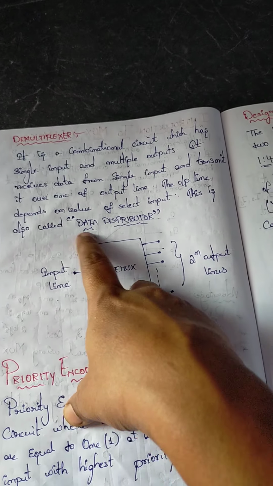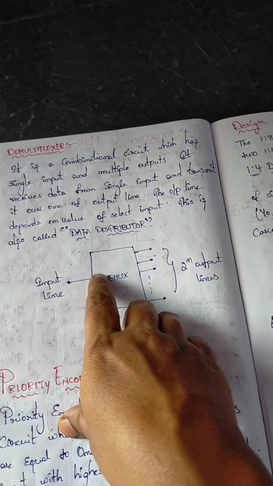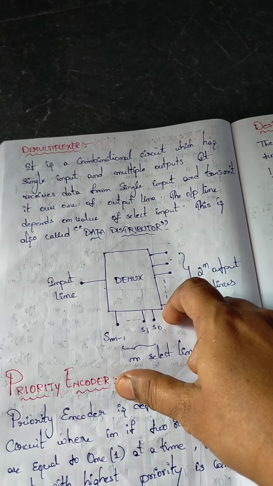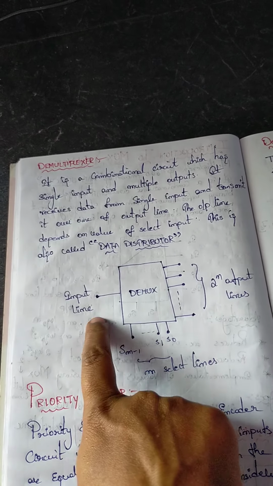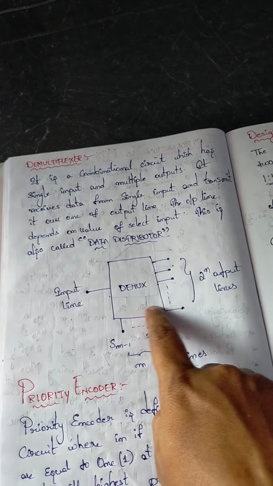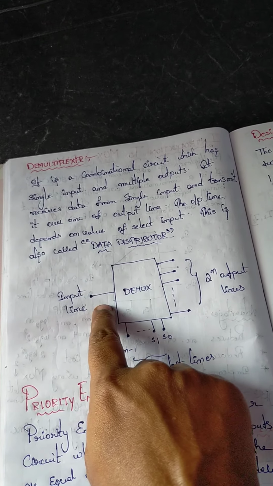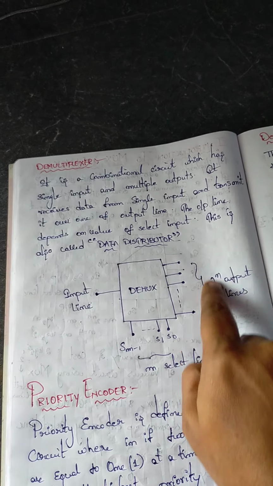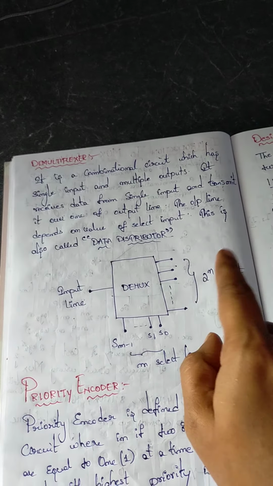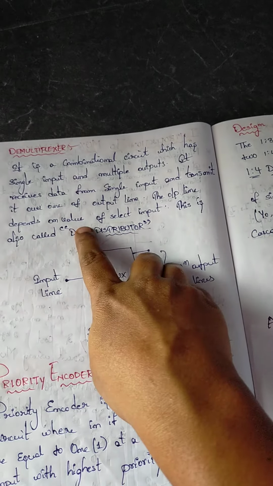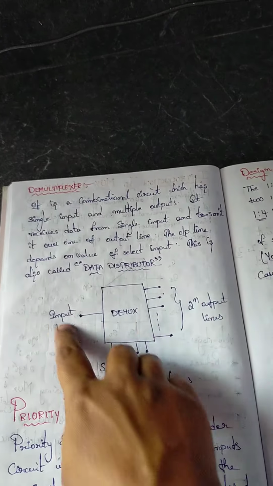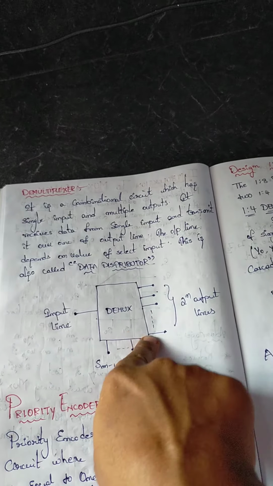This means this specific input is distributed to many channels. This specific input is coded as output to many data lines. Multiplexer is data selector, whereas demultiplexer is data distributor. This is the basic block diagram of a demultiplexer.